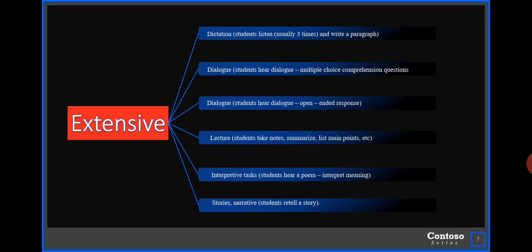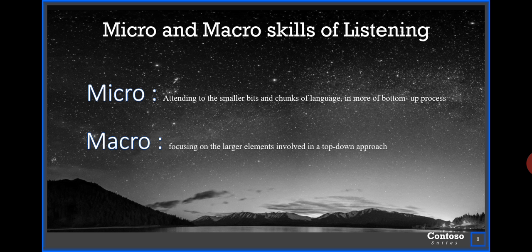The next is interpretive task. Students hear a poem and interpret the meaning. The next is stories, narrative. Students retell a story. Next is micro and macro skills of listening. So micro is attending to the smaller bits and chunks of language in more of a bottom-up process. And macro is focusing on the larger elements involved in a top-down approach.